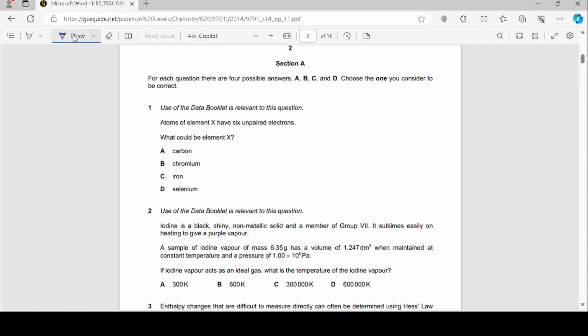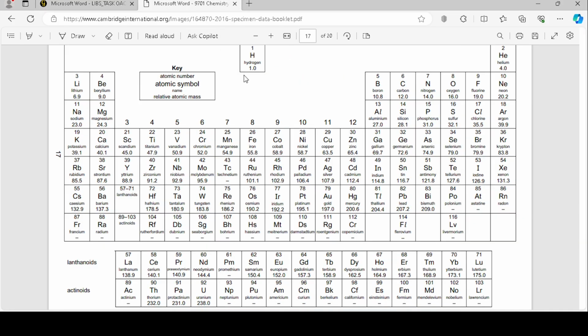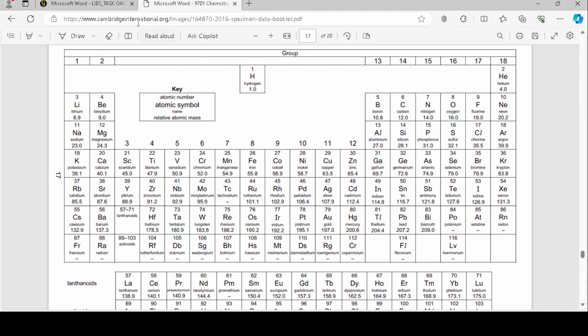Oh yeah, I should actually open my data booklet as well. Okay, so now I have my data booklet open as well. But anyways, the first option is carbon. Carbon has 6 electrons, so its electronic configuration then is 1s2, 2s2, 2p2, right?